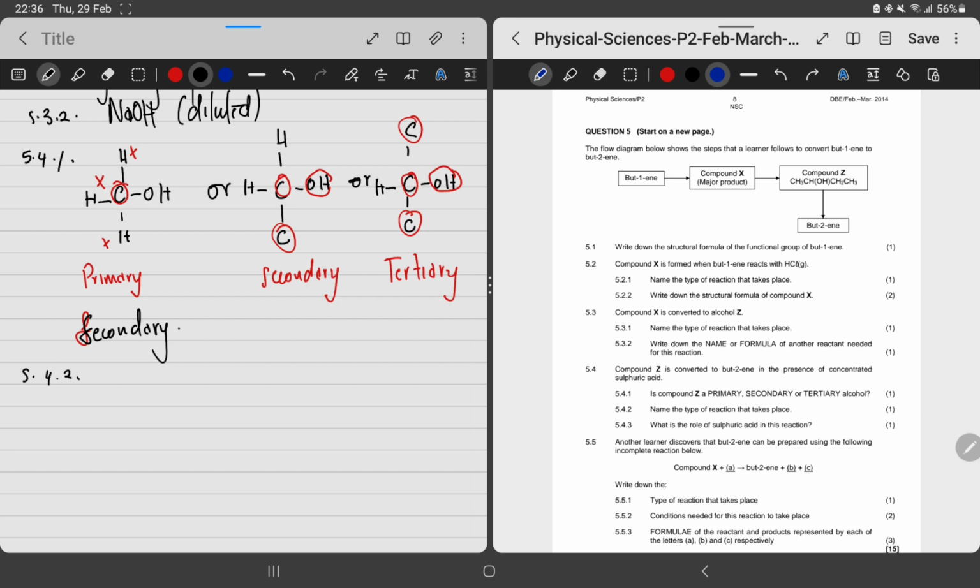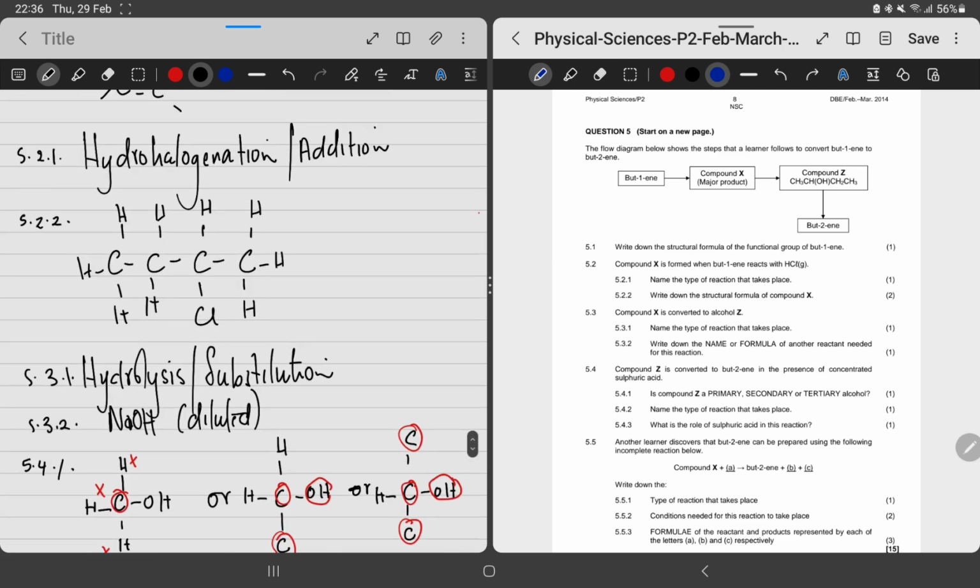5.4.2. Name the type of reaction that takes place. We are moving from an alcohol to an alkene. So it is an elimination reaction or dehydration. Let me show you why.